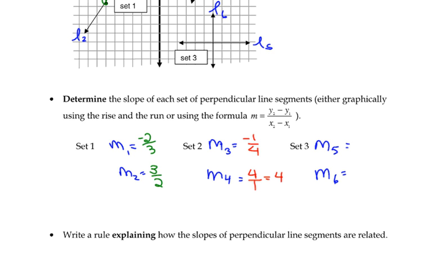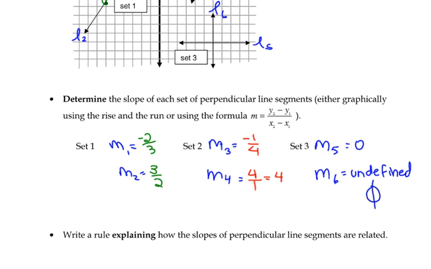Okay, 5 and 6. What's the slope of a horizontal line? 0. What's the slope of a vertical line? Undefined. Does anyone remember the symbol for undefined? A 0 with a vertical line through it.